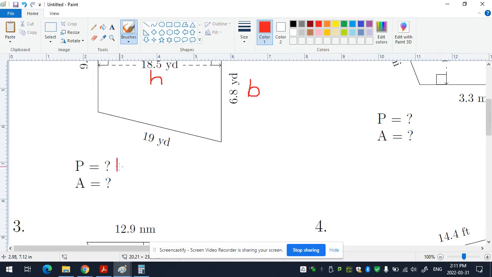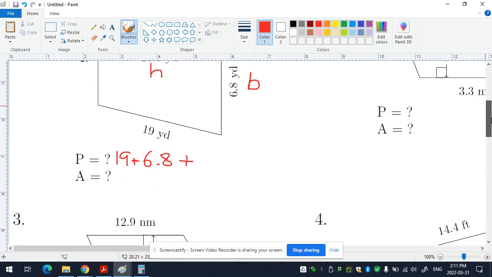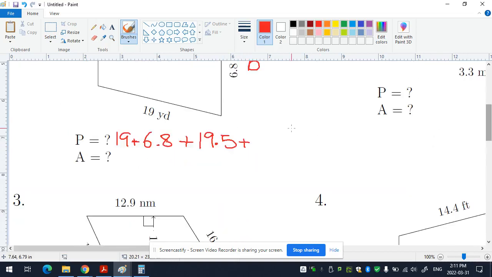So I'm going to start with 19. I'm going to go to 6.8. Come on, copy with me. Then I'm going to go to, I believe it's 19 point something. Yes, 19.5. And then I'm going to go to 9.1. How big is that? Well, let me do it in my head. I like to do the ones without decimals first. So 19 plus 6, that's 25.